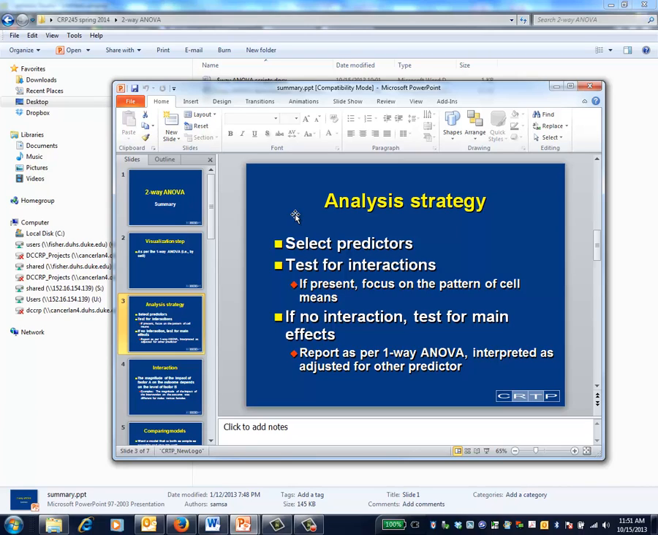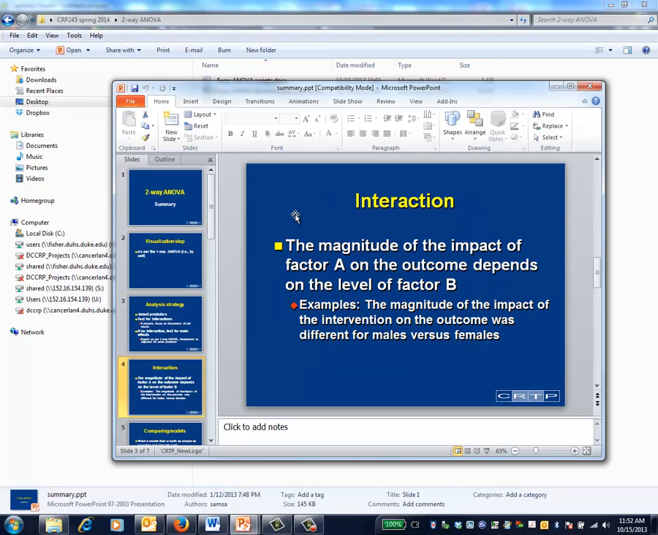If this interaction is both statistically and clinically significant, we've called this a qualitative interaction, you should stop and base your report on the pattern of cell means. If not, you should refit a main effects model. Within that main effects model, you can report results for each parameter separately, not essentially different from how you'd make a report for a one-way ANOVA. As a reminder, this is the definition of an interaction.